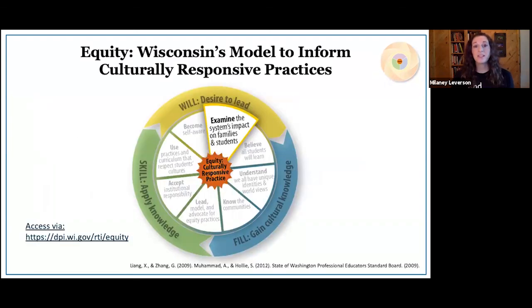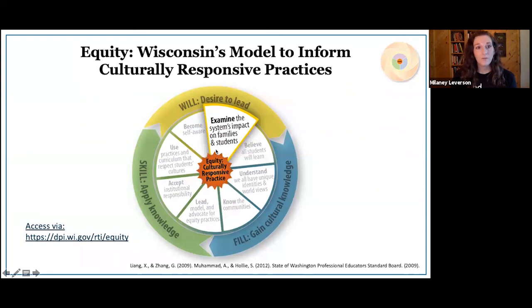So for now, we're going to dig a little deeper into equity. This is our model to inform culturally responsive practices in Wisconsin. And by participating in this session, you're digging deeper specifically into this yellow section, which is the will, desire to lead section. And specifically, we're going to work on the system's impact on families and students portion.